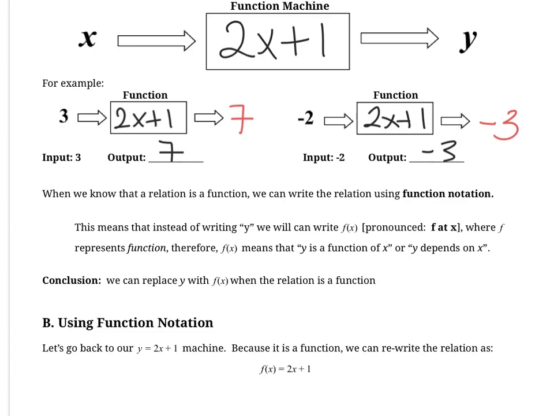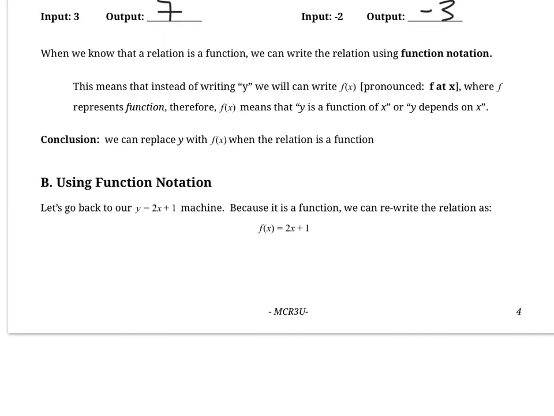Let's practice down here. We worked with this relation, and we know it's a function. Therefore, instead of writing y equals 2x plus 1, we can replace the y with f at x and write f at x is equal to 2x plus 1. It really means the same thing. The added difference is that because it's written in this notation, we know it must be a function.